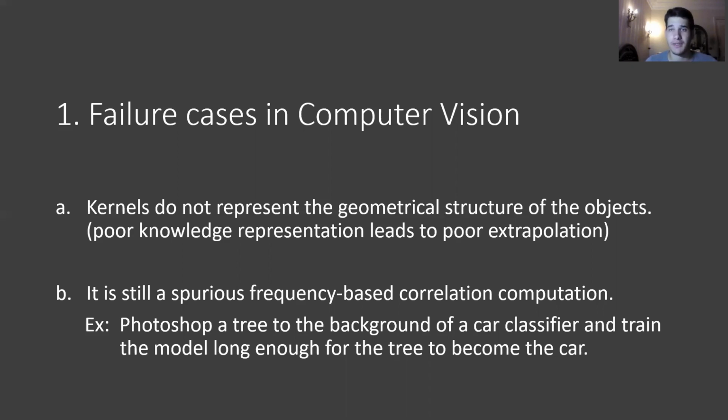What do I mean by that? Basically, if you Photoshop a tree to the background of a car classifier and you train your convolutional network model, what happens is that the pixels of the tree are constant with respect to the label, which means that they will become the main features, the main reason the deep learning model thinks that this specific image is labeled a car, because the repetition of the pixel values of the tree is always consistent across all images.